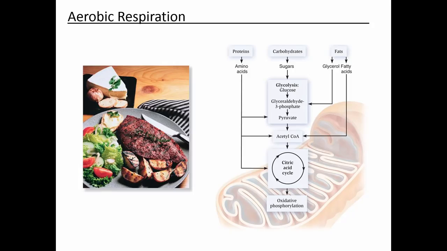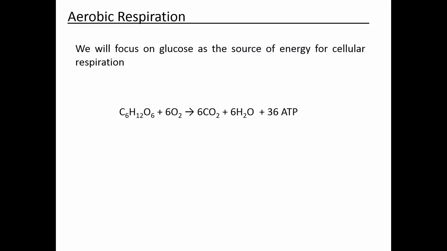They just happen to feed in at different points along the pathway. Okay, so you can break down proteins, carbohydrates, and fats in your food, and all of them can be used as the source of energy to produce ATP in aerobic respiration. But again, we're going to focus on this middle pathway that starts with glucose being broken down during glycolysis.